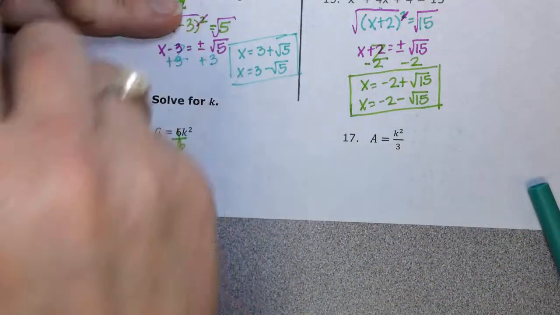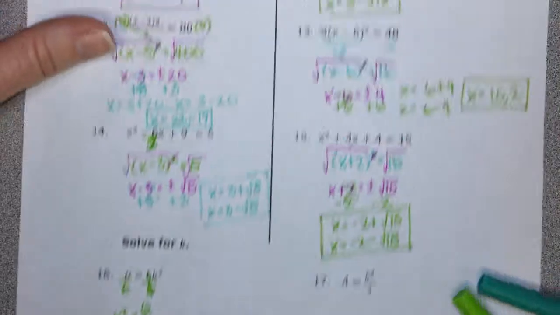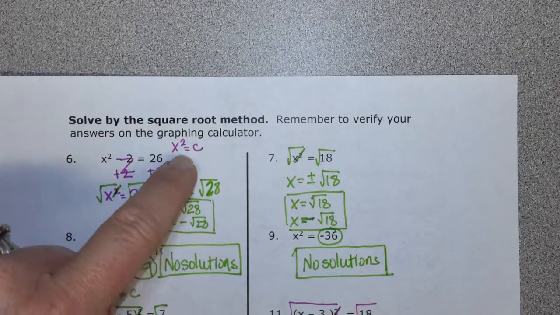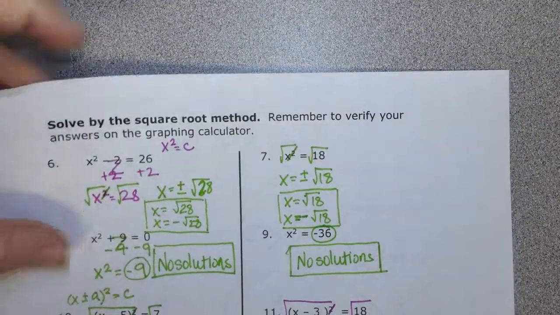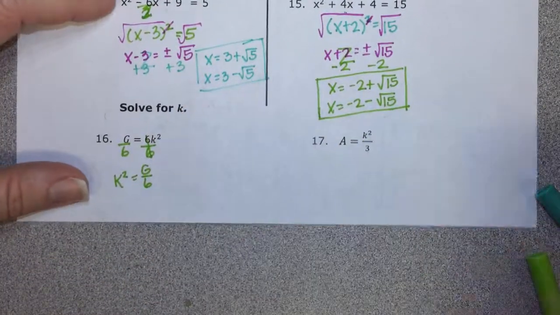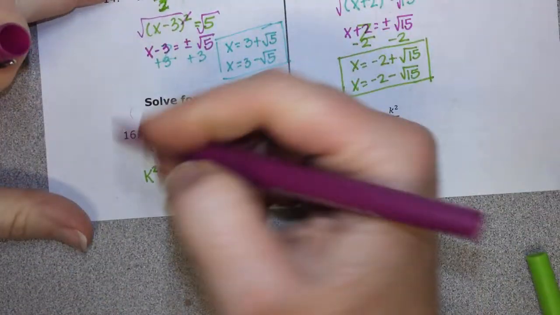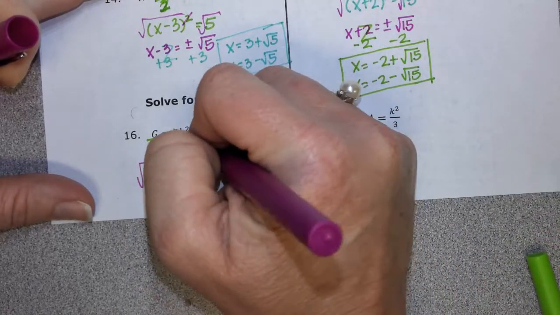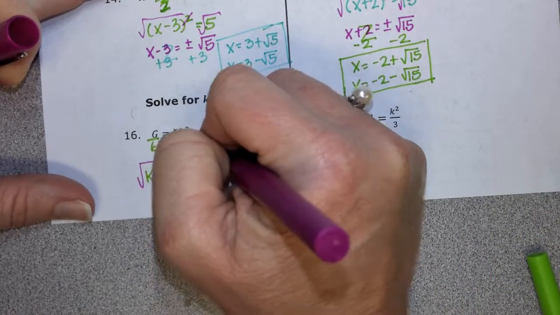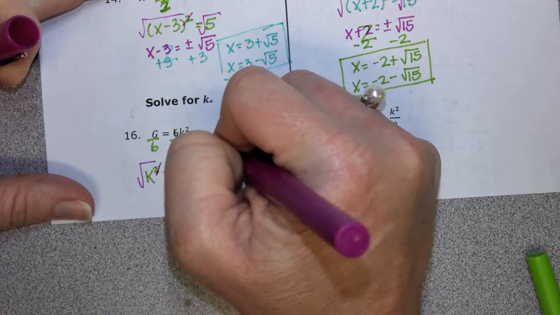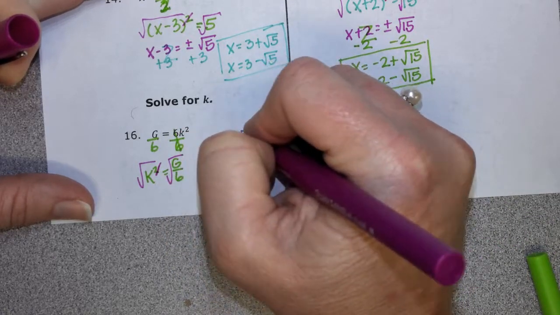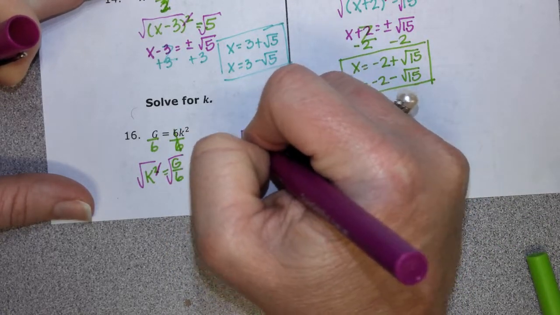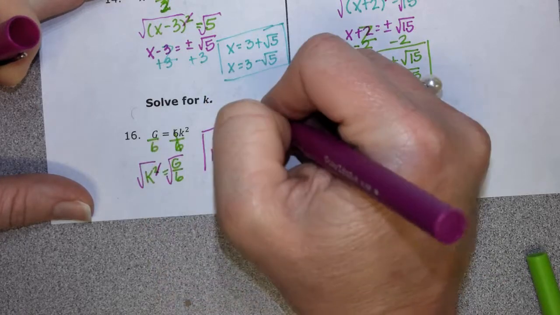And now, if you'll notice that this is similar to this right here, it's set up in the form that I need it to be in order to use the square root method. So that's what I'm going to do, is take the square root of each side. So that's going to go away. So then my solutions are going to be k equals plus minus the square root of g divided by 6.